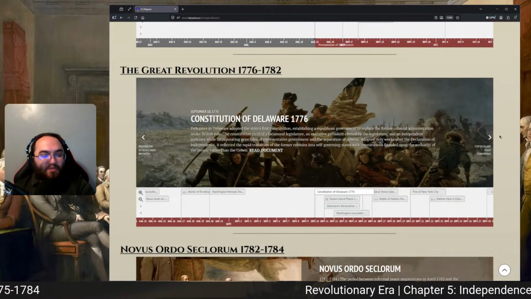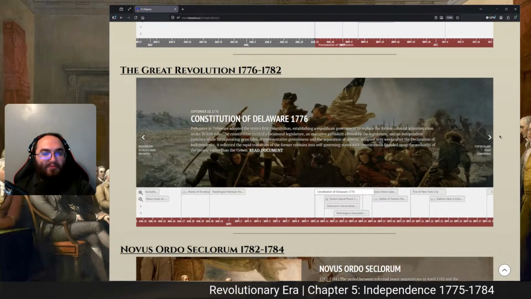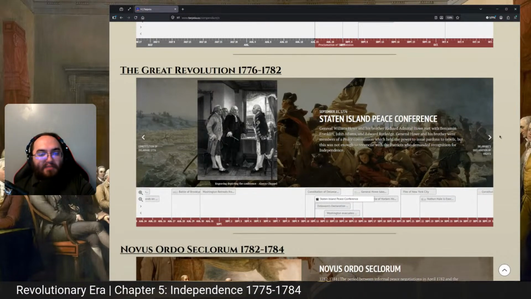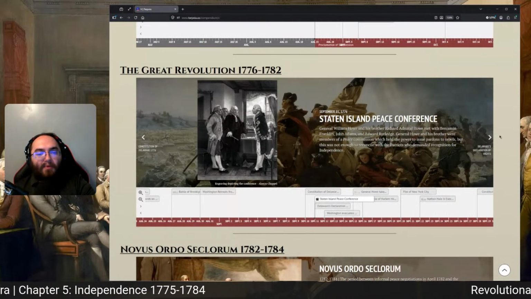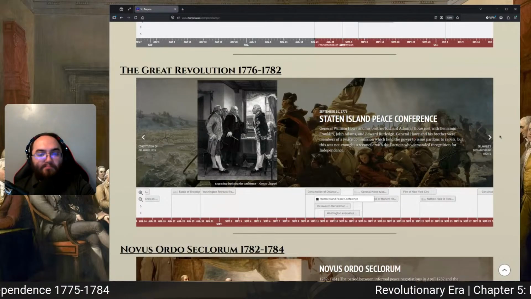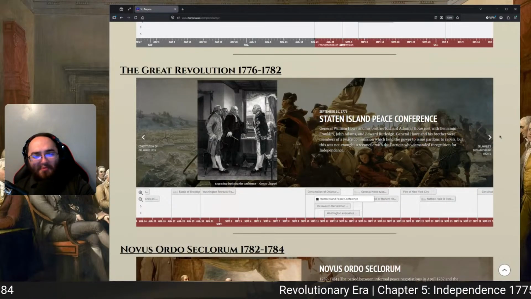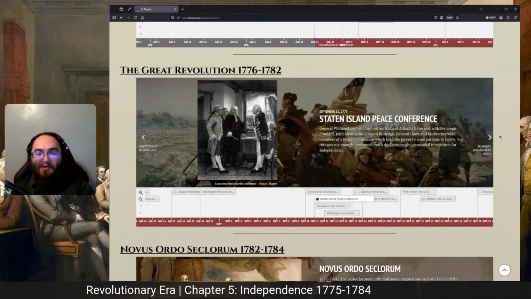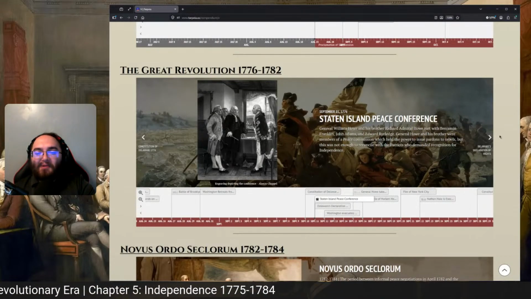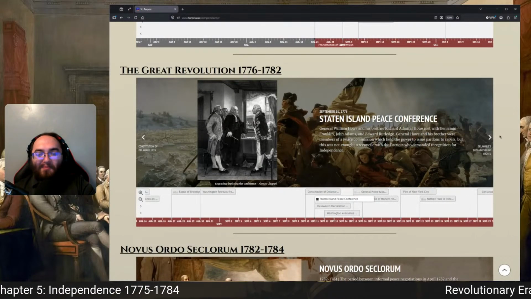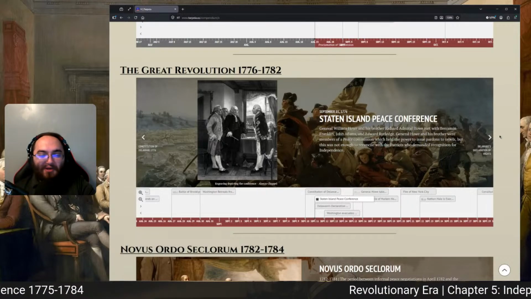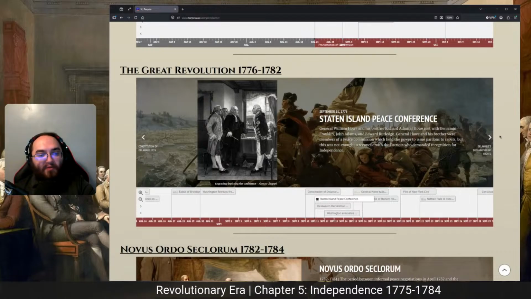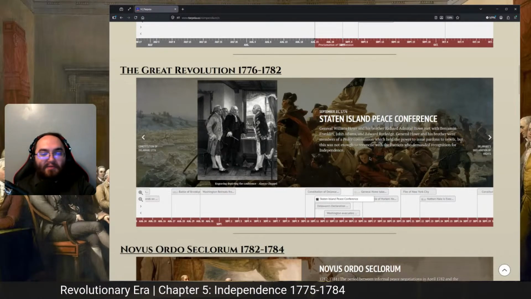Delaware will create its own state constitution while the New York campaign is going on. And then you have the Staten Island Peace Conference, where General William Howe and his brother Admiral Richard Howe (that's a typo on my part, I'll have to fix that later) met with Benjamin Franklin, John Adams, and Edward Rutledge. So founding fathers, and that's what this engraving depicts.